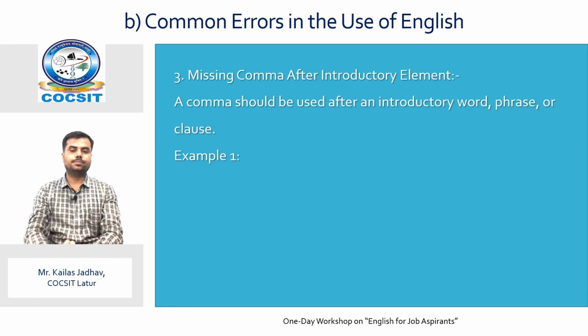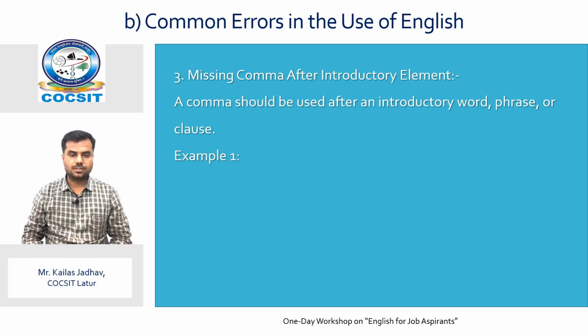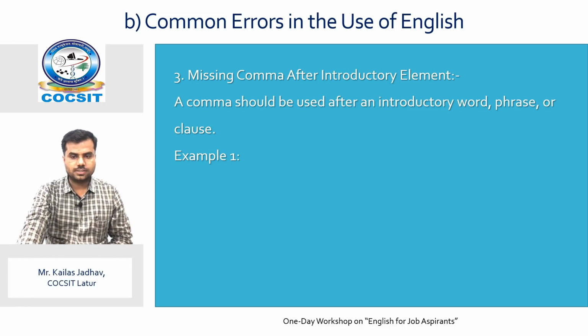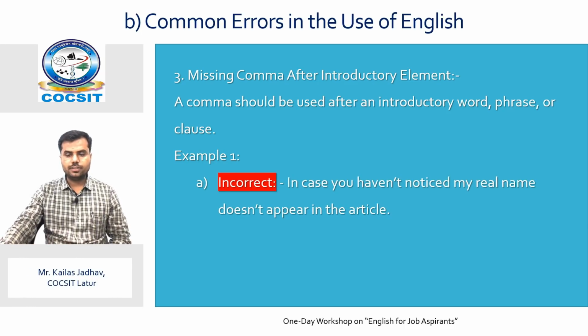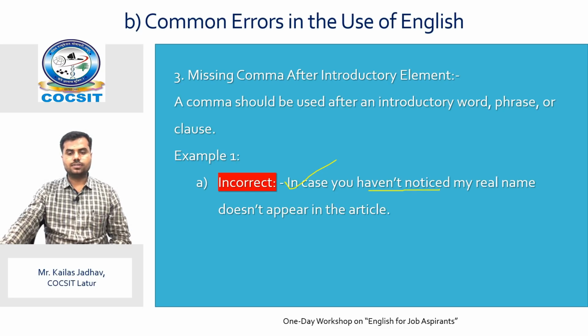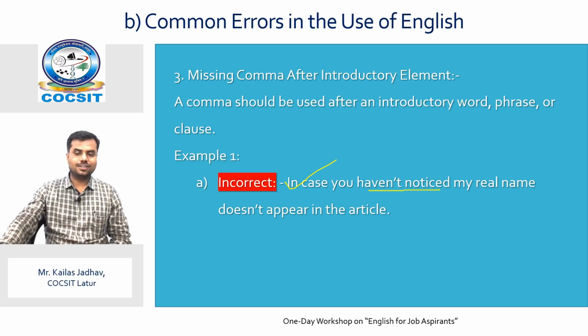Now the third type of common error that we make is a missing comma after an introductory element. What is an introductory element? An element or a phrase. Look at the example. In case you haven't noticed, my real name doesn't appear in the article.